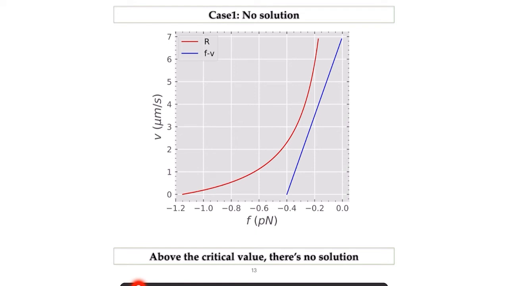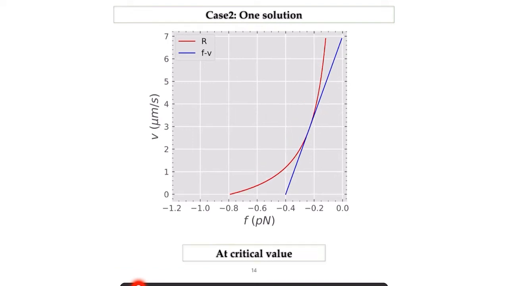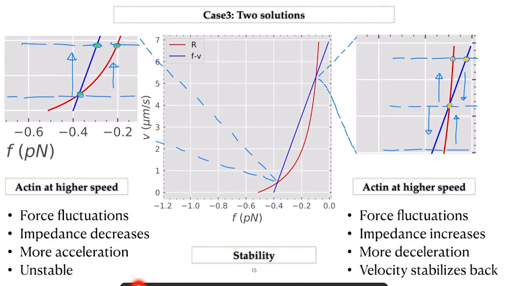The first case is above critical value, and there is no solution. The second case is at a critical value of the motor ratio, and there is only one solution. The third case has 2 solutions: the high-speed solution and the low-speed solution. We need to evaluate for the stable solution.